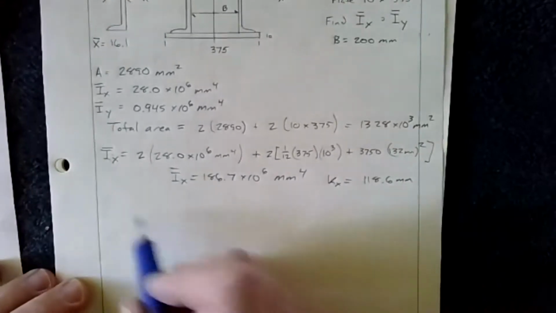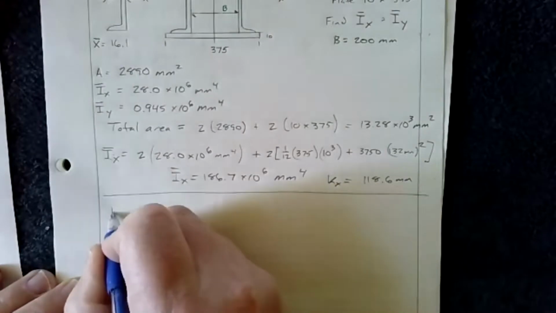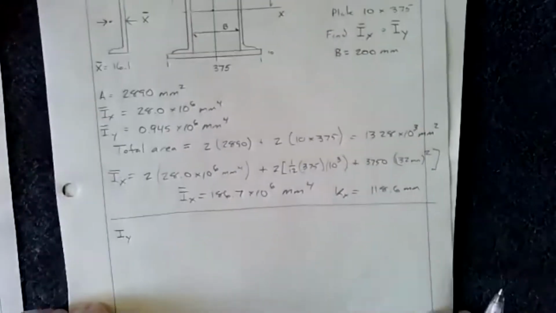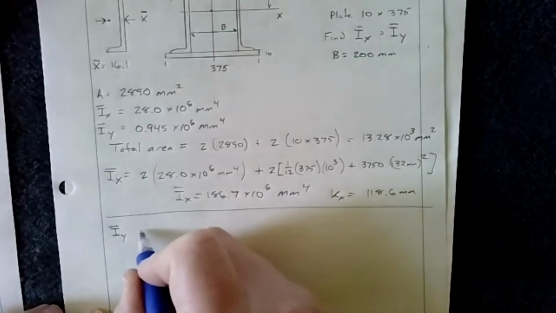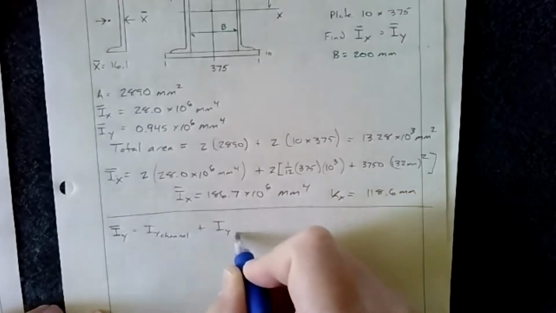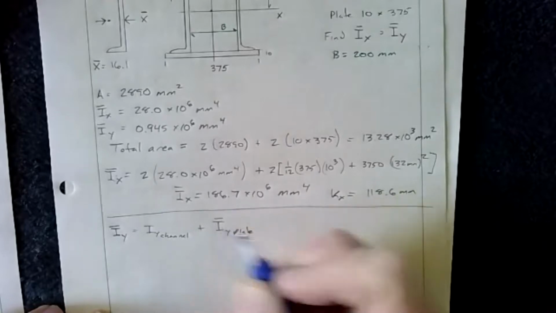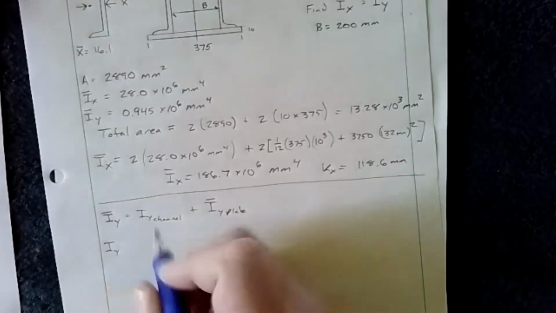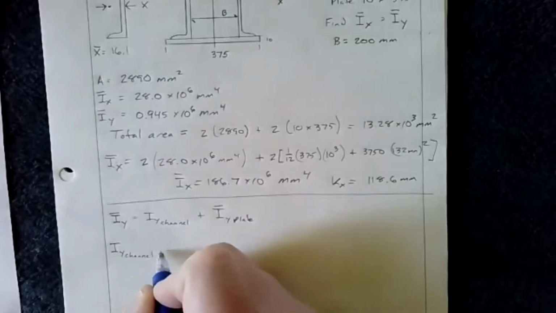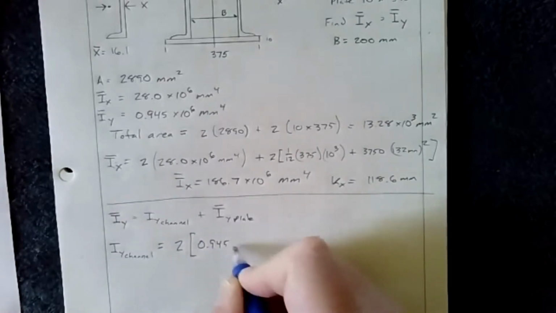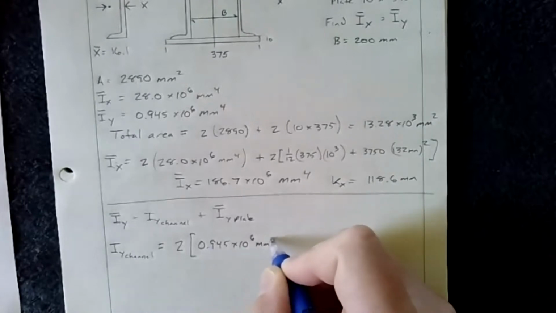So then we just need to do IY. Now IY will also have a parallel axis because this here is not on the axis of rotation, but the plate's center is. So we kind of reverse them in terms of what's what. So IY, again, is equal to IY of the channel plus IY of the plate. For the channel, we have 2 times 0.945 times 10 to the 6, which is just the published value for that about the y-axis.